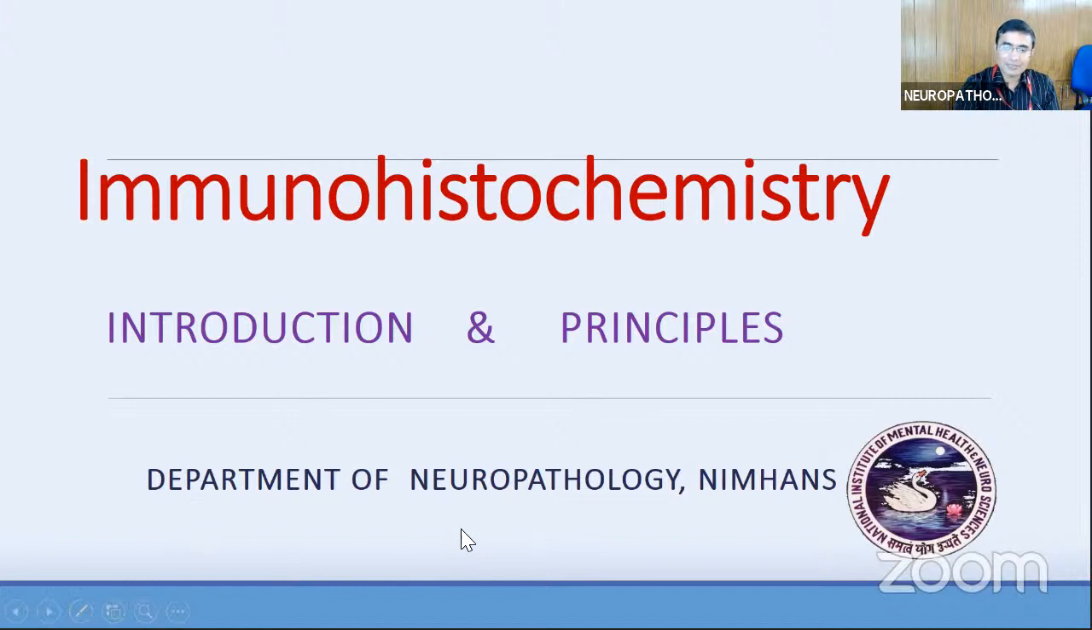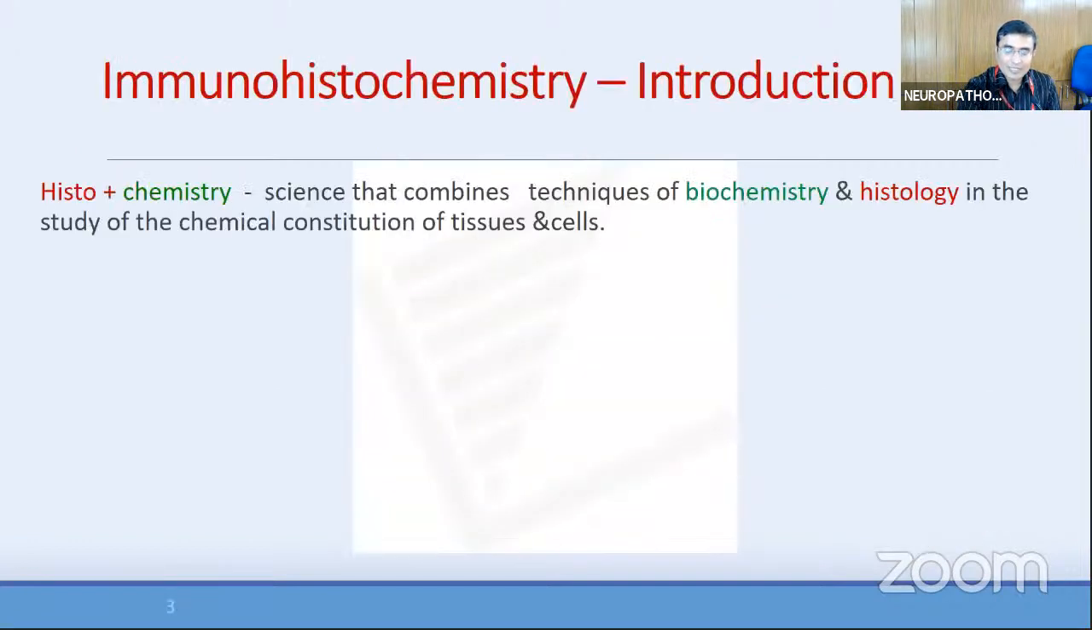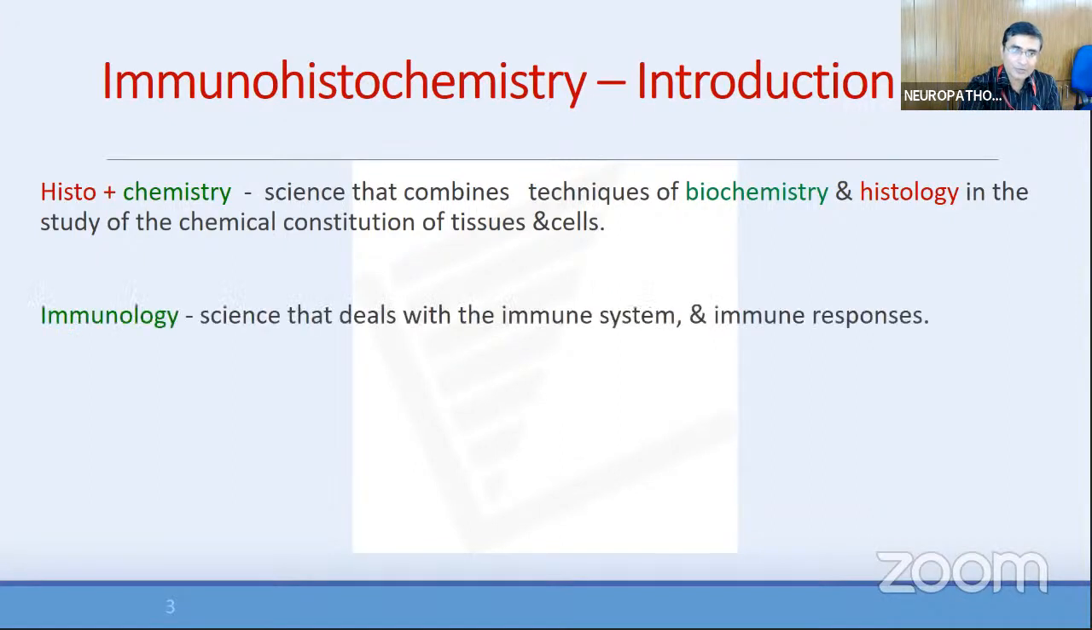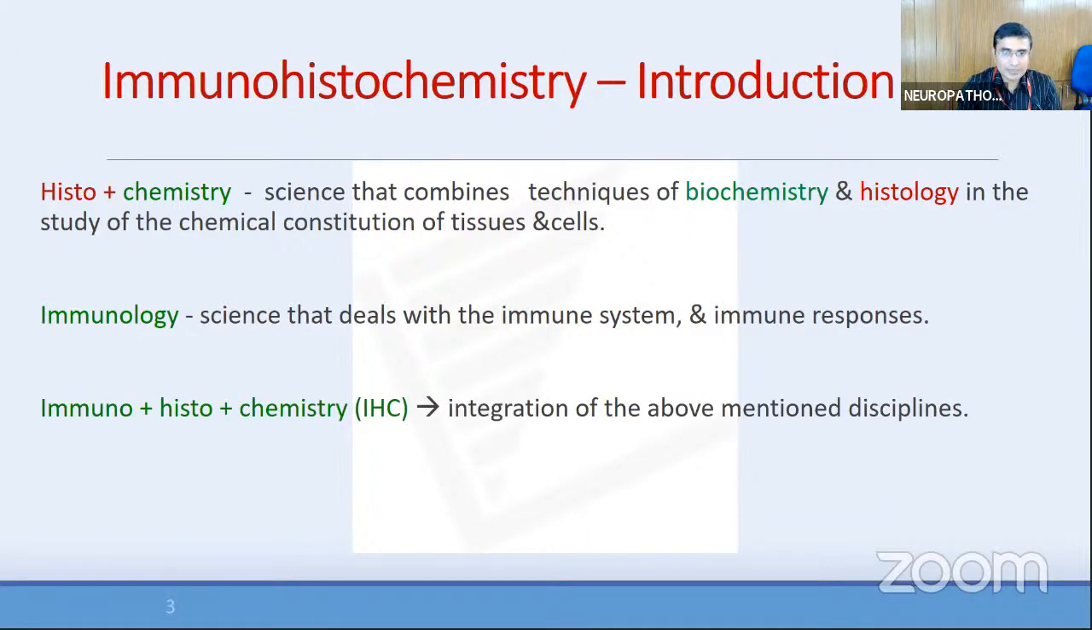So the first session for today's webinar would be on the very basics of immunohistochemistry, which will be an introduction and a revision of the principles. To start with, if you try to understand the basic meaning of histochemistry, the word can be divided into histo plus chemistry. That is, application of biochemical reactions on tissues to recognize the constituents of the cells. Now, immunology is the scientific study of the immune system, that is antibodies, antigens, and their interaction. Combine all three, immuno plus histo plus chemistry. When you integrate all these three scientific fields, that will constitute immunohistochemistry.